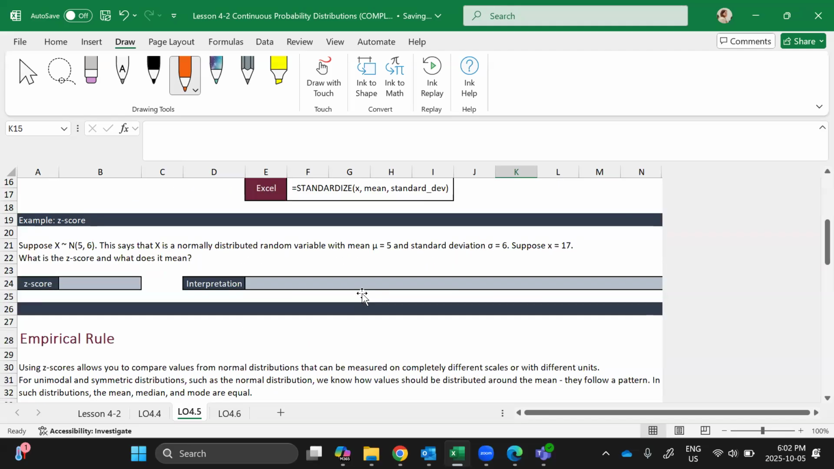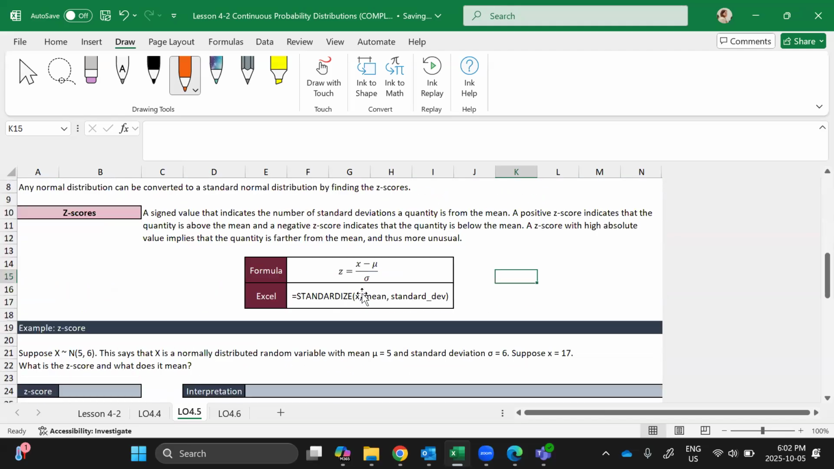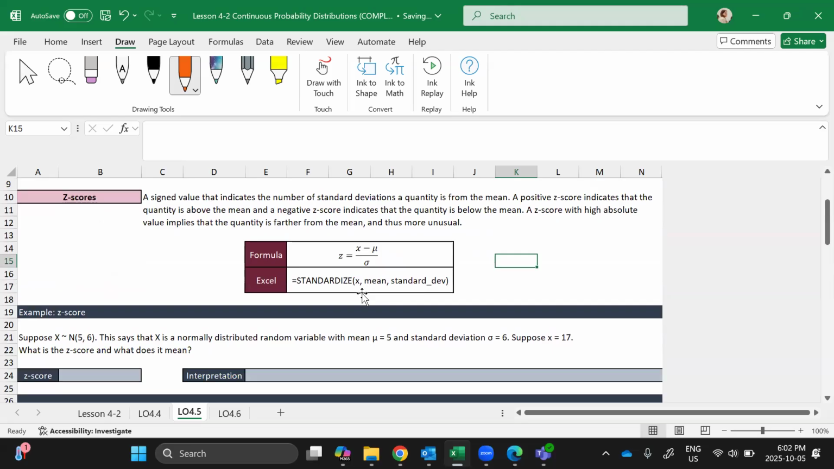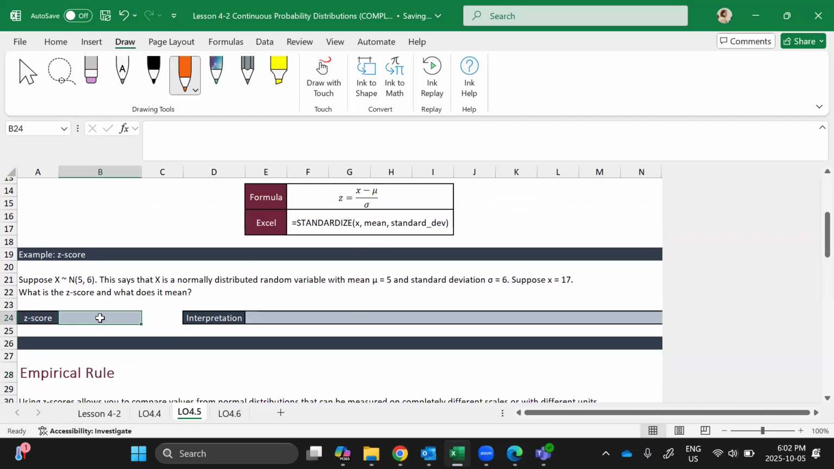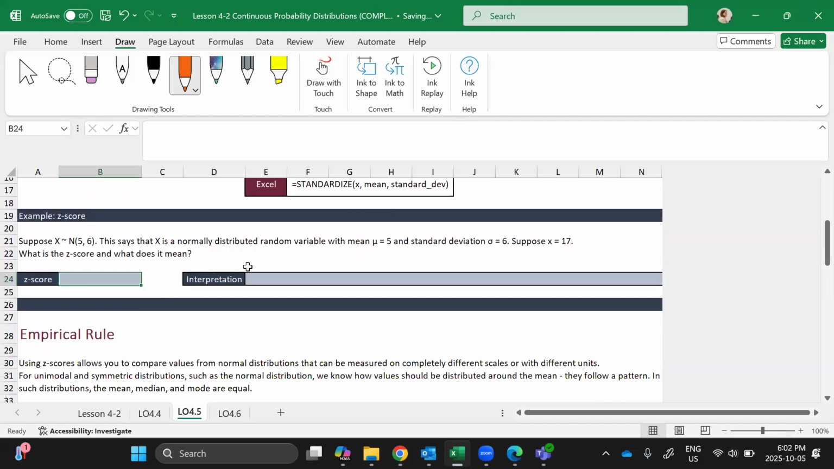As we progress through this part of the lesson, I'll talk to you more about how the z-scores are related to outliers. Before we get there, let's just learn how to find the z-scores.